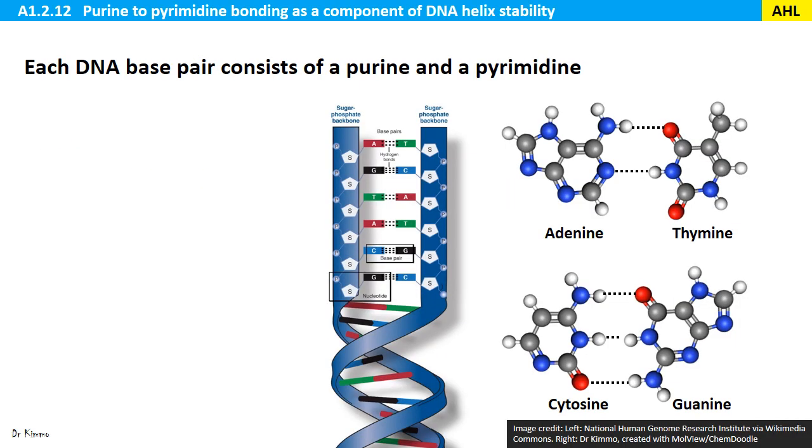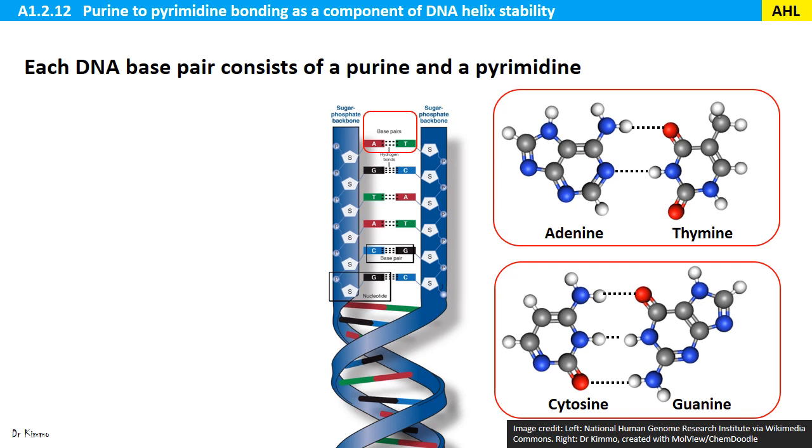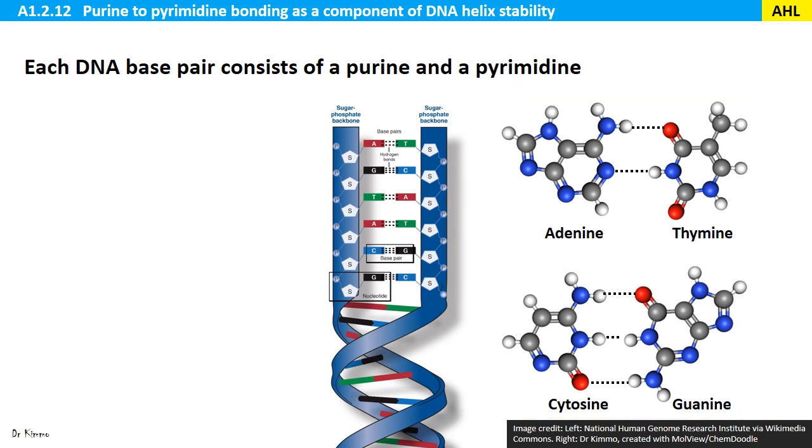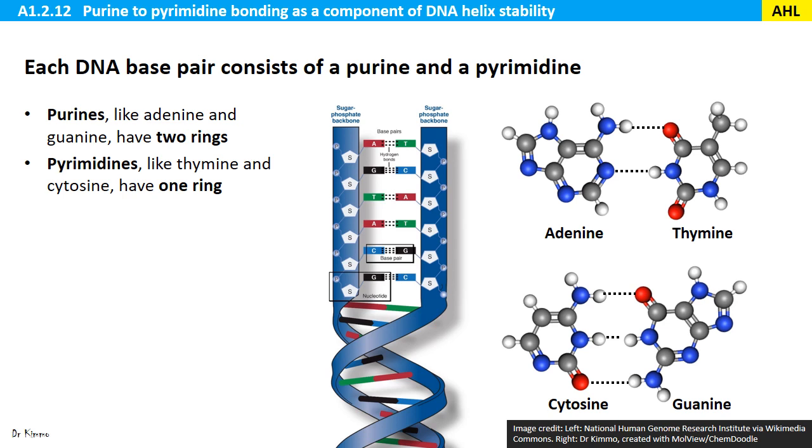Purine to pyrimidine bonding as a component of DNA helix stability. Each DNA base pair consists of a purine and a pyrimidine, either adenine and thymine or cytosine and guanine. Purines, like adenine and guanine, have 2 rings, and pyrimidines, like thymine and cytosine, have 1 ring.